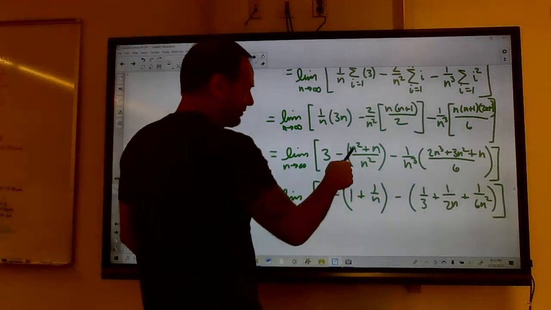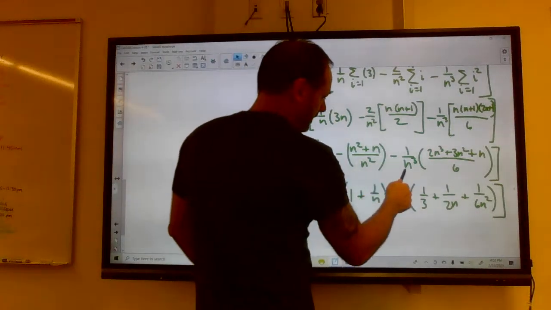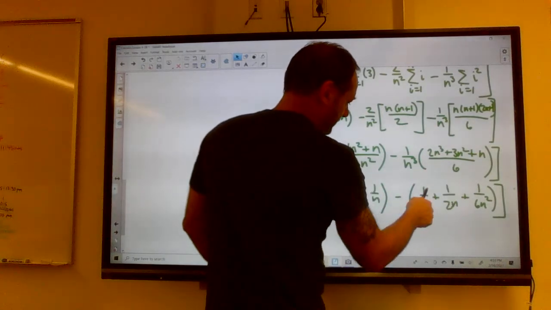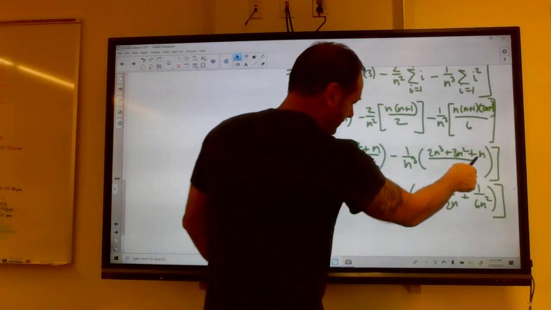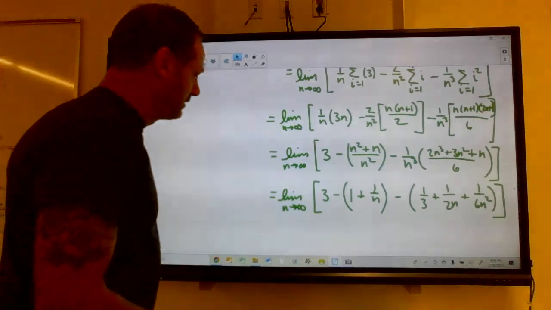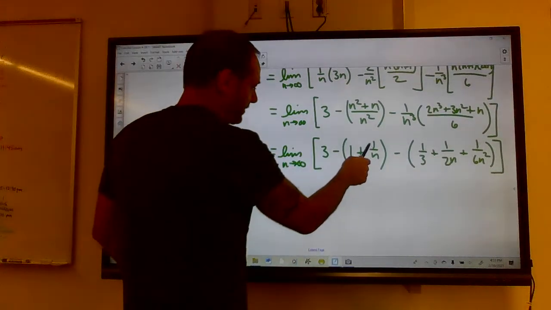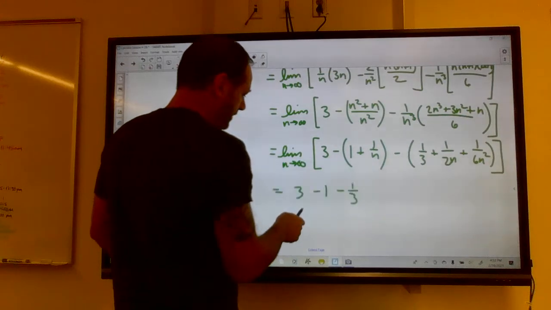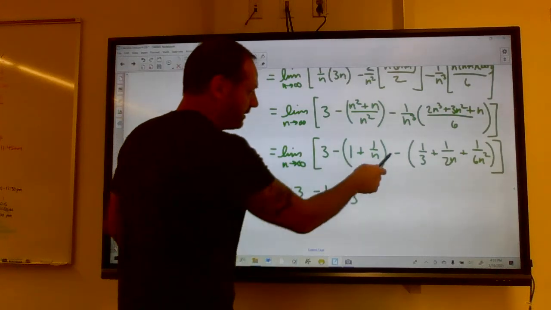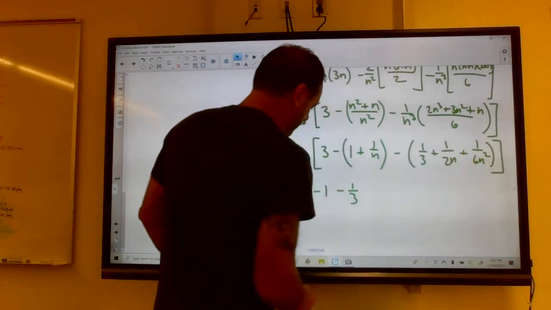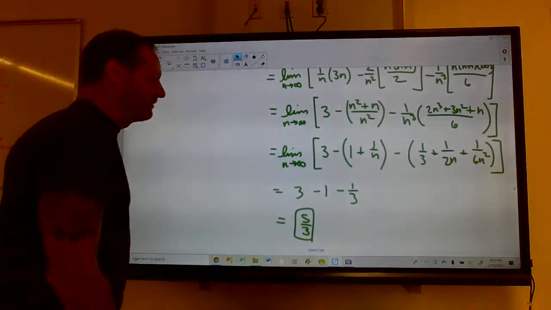I divided the n squareds out of here, and the n cubes, and divided the 2 by the 6 and got a third and a half and a sixth. And then as n goes to infinity, this goes to 0. So this becomes 3 minus 1 minus a third, because these end up being 0, which comes out to be 5/3.